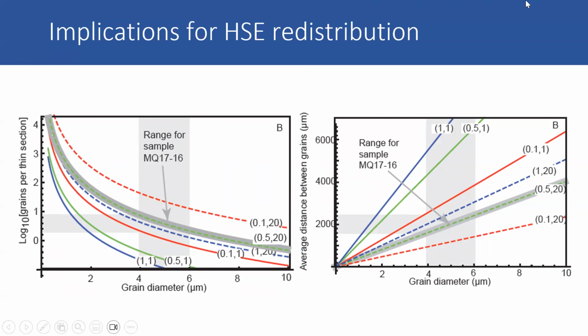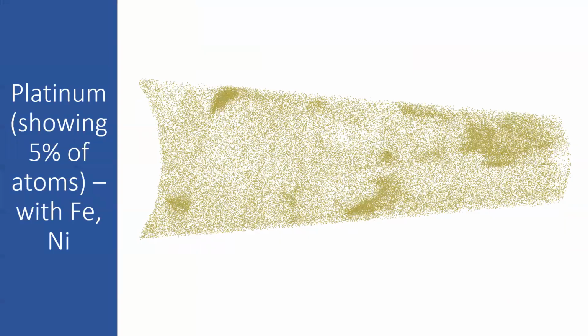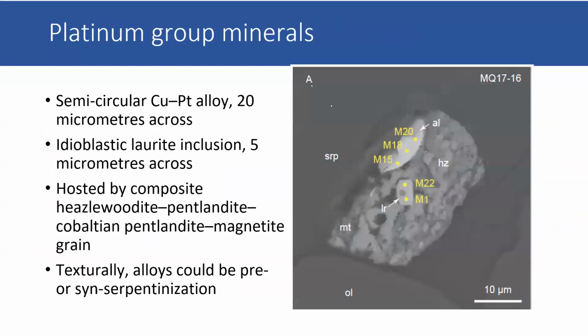I will make the last one. Regarding a couple of things in the image you showed with the alloy, the platinum copper alloy, and the laurite. Okay. First thing, what is inside of the laurite? There is a rounded shape there. Do you know what is inside?